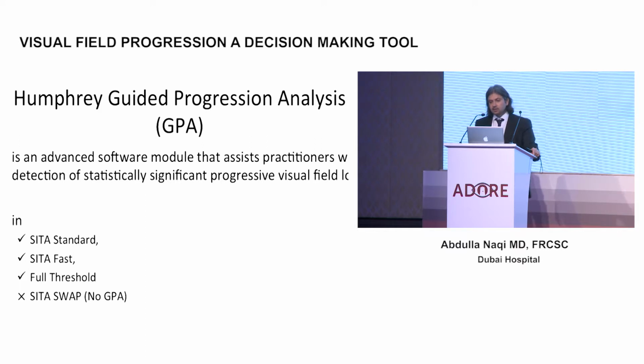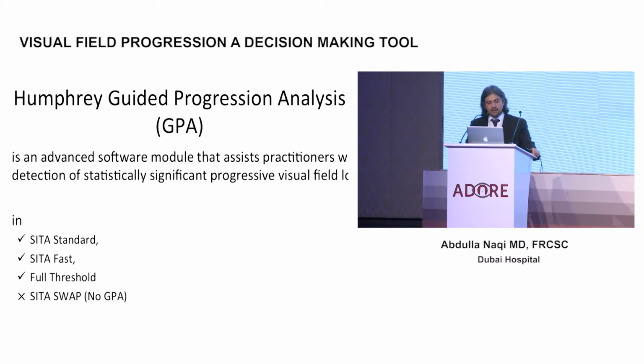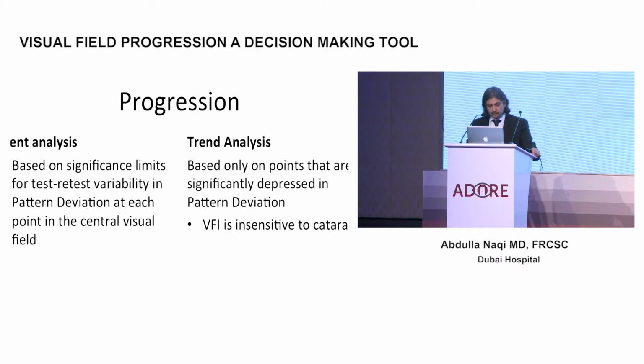The Humphrey Guided Progression Analysis is an advanced software module that assists practitioners with detection of statistically significant progressive visual field loss. It applies to the SITA Standard, SITA Fast, and full threshold, but it doesn't apply to SITA SWAP. And nowadays, when we talk about glaucoma visual field progression, we talk either about event progression or a trend type of analysis.